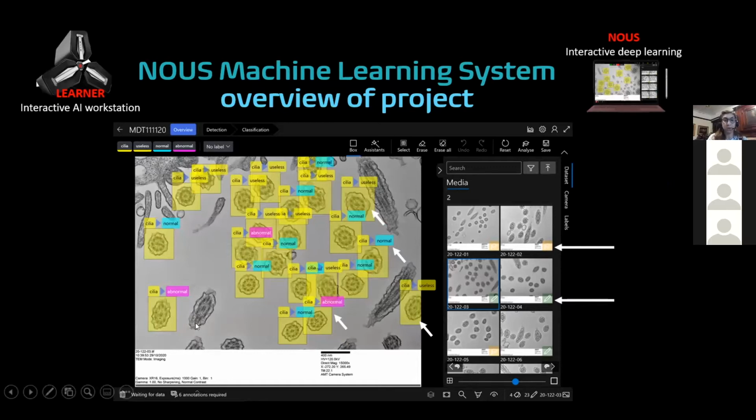This one was ignored, but it's very, very not kind of classical, but all the other ones were put a square around it. And you can see the blue labels are normal cilia, the pink are abnormal cilia, and you cannot see it in this magnification, but the system actually got it right.